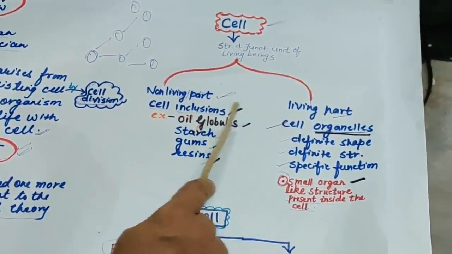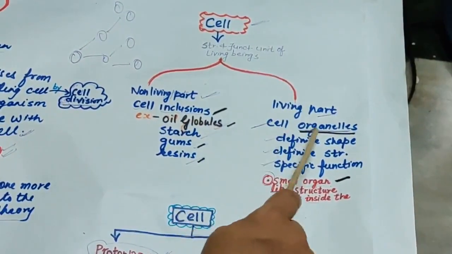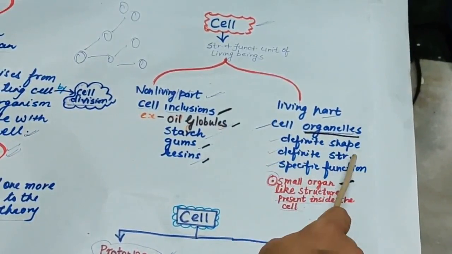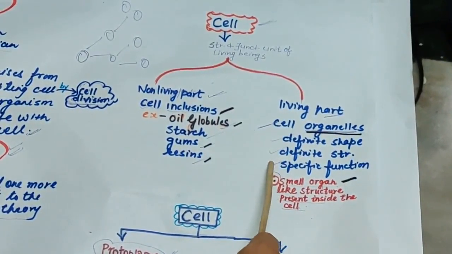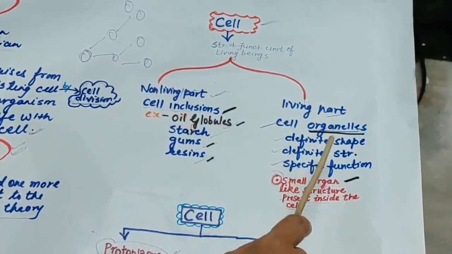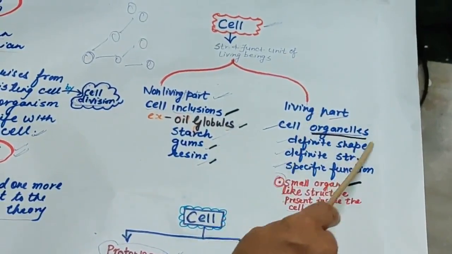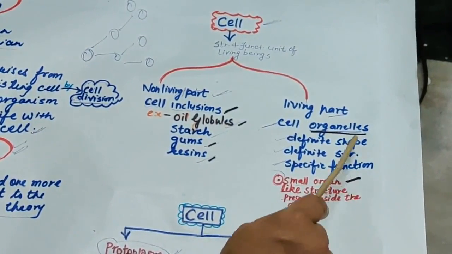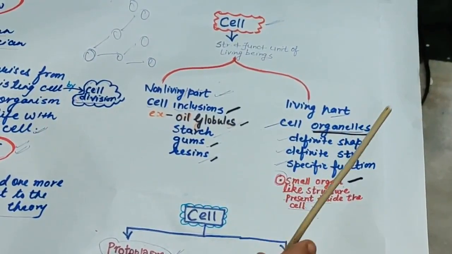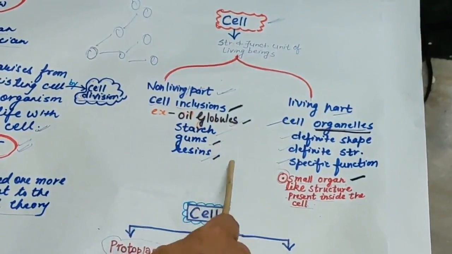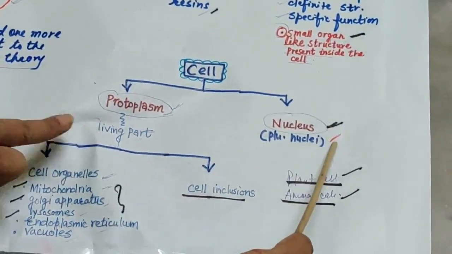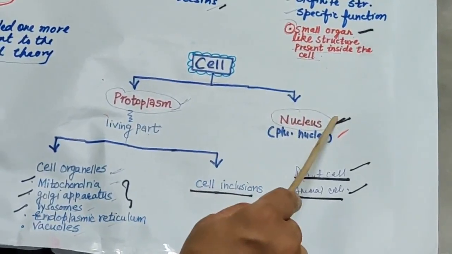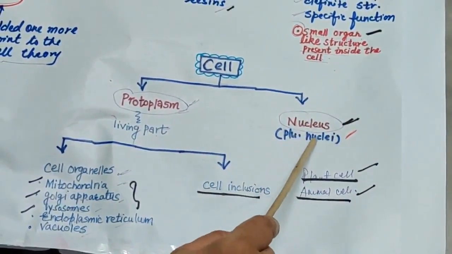Come to the living part. The living part is called cell organelles. They have got definite shape, definite structure, and they perform specific functions. Now, what are organelles? Organelles are small organ-like structures present in the cell. Now, the cell is divided into two parts. Number one is protoplasm. Number two is nucleus. The plural of nucleus is nuclei.